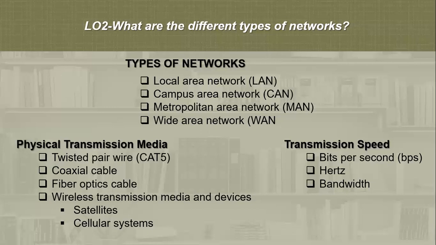In wireless transmission media, based on radio signals of various frequencies, it includes both terrestrial and satellite microwave systems and cellular networks, used for long distance wireless communication and internet access up to 600 plus Mbps. And for transmission speed, we have bits per second, bps, hertz, and bandwidth.